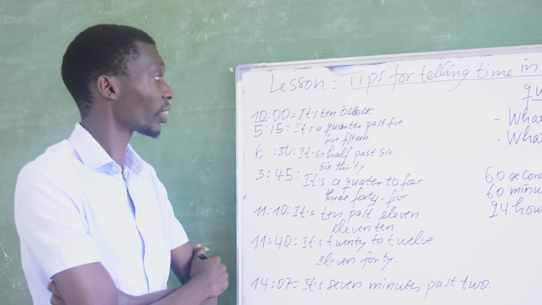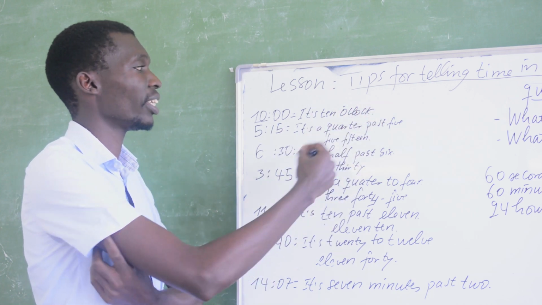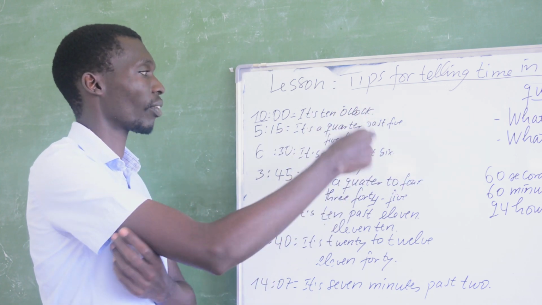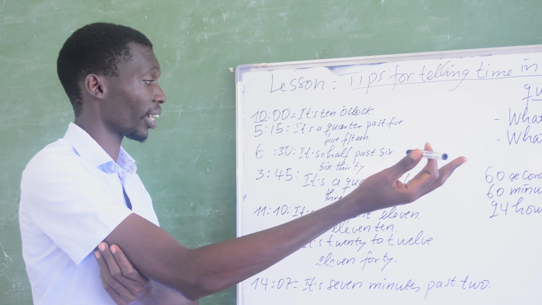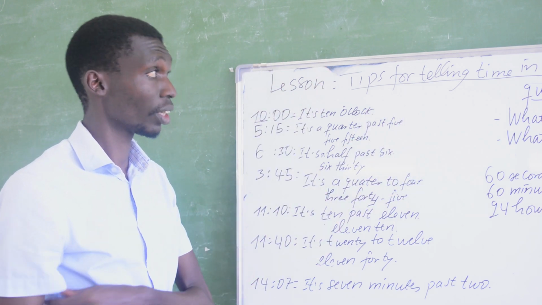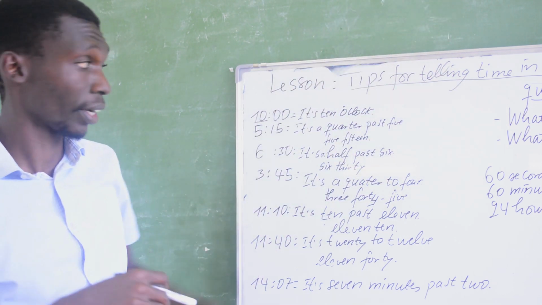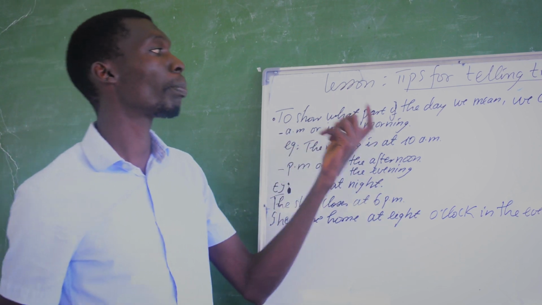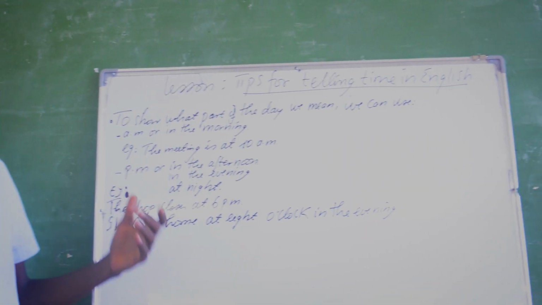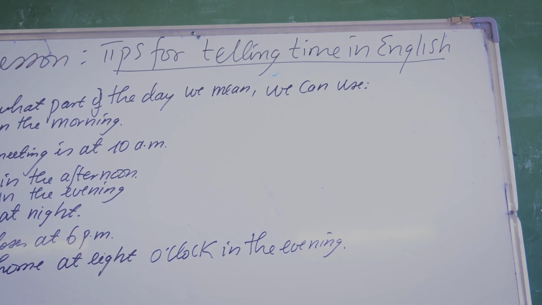Okay? Because you can also say it's 5 o'clock. It's 11. It's 10. Okay? And then more. Good. So now I'm going to give you other tips about telling time. Now, to show what part of the day we mean, we can use a.m. or in the morning.